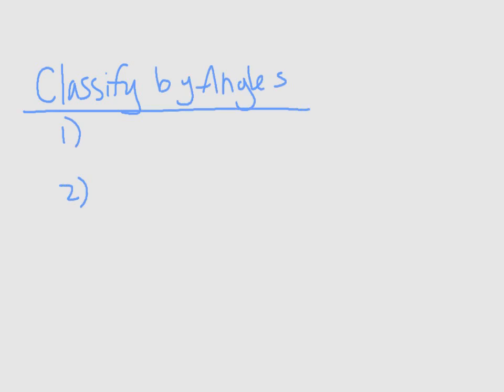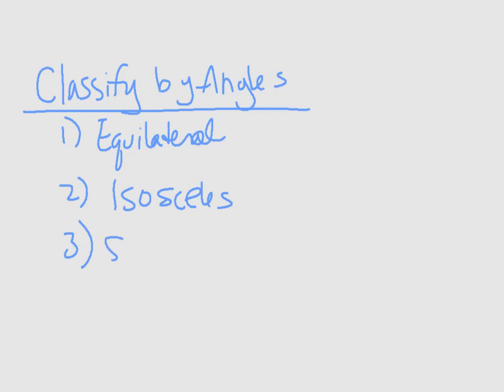So the first way is to classify by the types of angles that are in the triangle. So there are three different ways, and we'll go through them in a minute, but just so you can see on that paper, you'll see the first one is the equilateral, the second one is the isosceles, and the third one is the scalene. Okay, so we're going to go through and we're going to fill in those blanks in your note sheets as we go along. So the first one we're going to take a look at is the equilateral triangle.